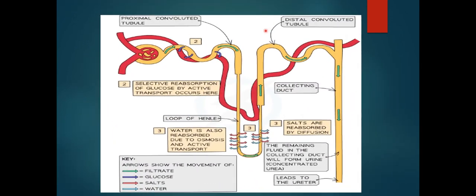Now this is the beginning of the selective reabsorption. This is where the selective reabsorption occurs. Now in selective reabsorption, remember that active transport always occurs, and selective reabsorption occurs in the proximal convoluted tubule. Remember that it occurs in the proximal convoluted tubule and it consists of active transport.